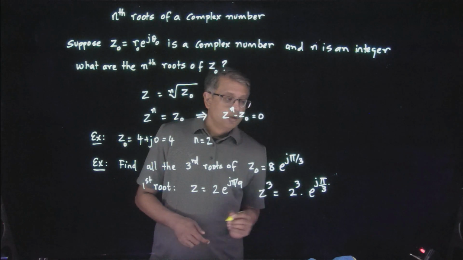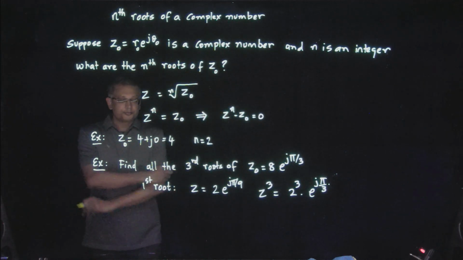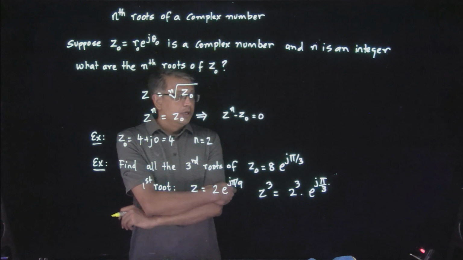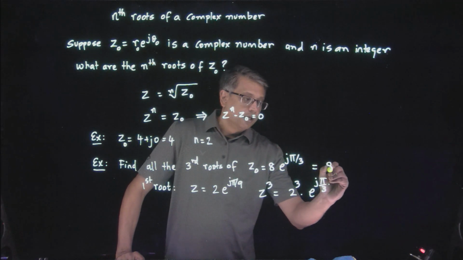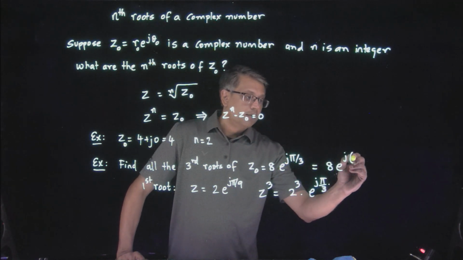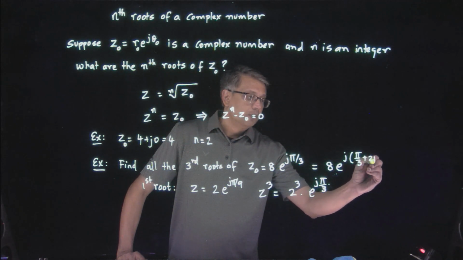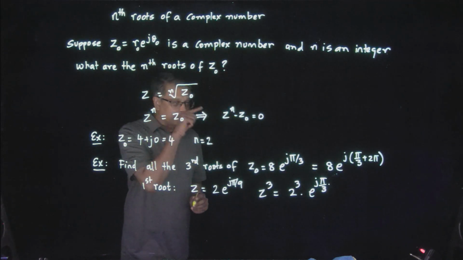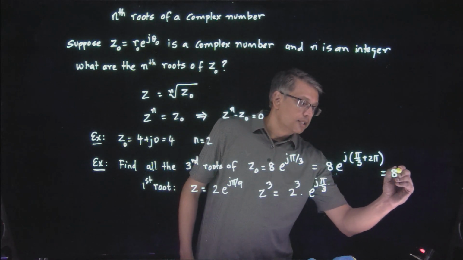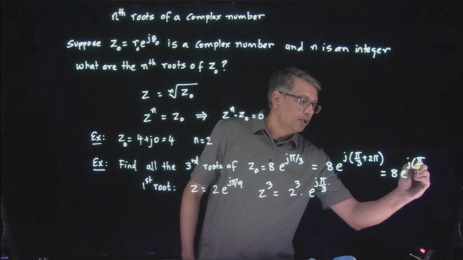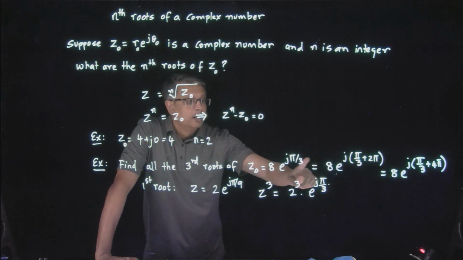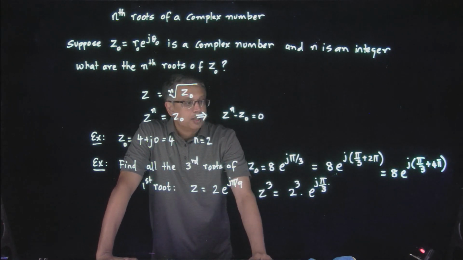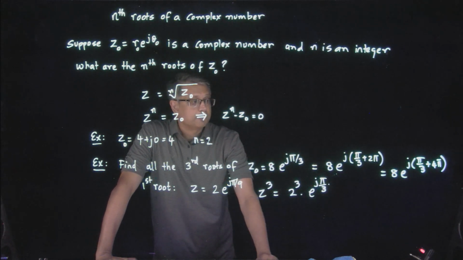Right? Well, how do we find the other two roots? To find the other two roots, we need to use the fact that 8 times e to the j pi over 3 is the same as 8 times e to the j, pi over 3 plus 2 pi. And it's also the same as 8 times e to the j, pi over 3 plus 4 pi. Remember, we saw in an earlier video that if I add any integer multiple of 2 pi to the angle, the complex number remains unchanged. And you can see a use for that fact right now.